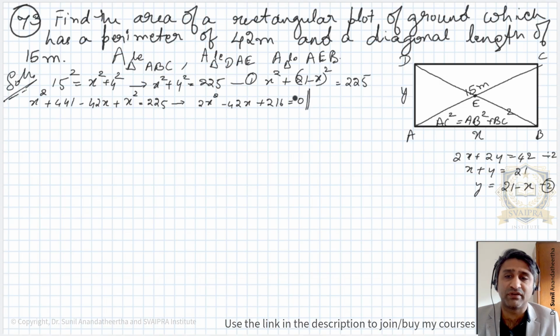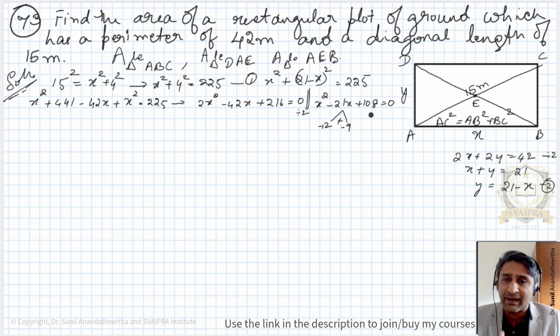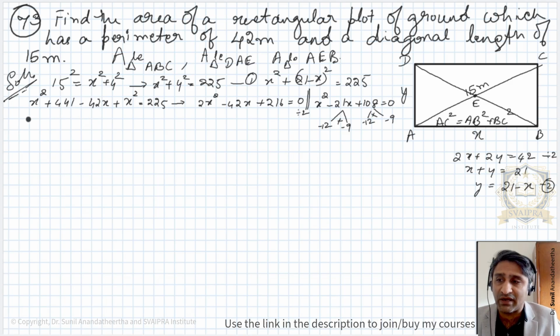Everything's divisible by 2, so we can take the liberty to divide by 2. I'm then going to have x squared minus 21x plus 108 equals 0. It's pretty simple to see that this has factors already. So 21, you can break up in terms of addition into minus 12 and minus 9, which is a product of 108. So I'm going to have two factors easily now.